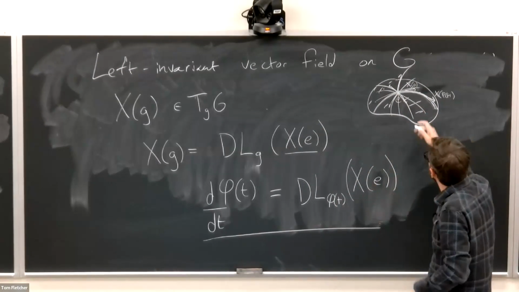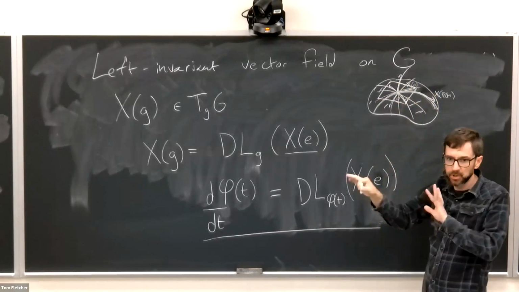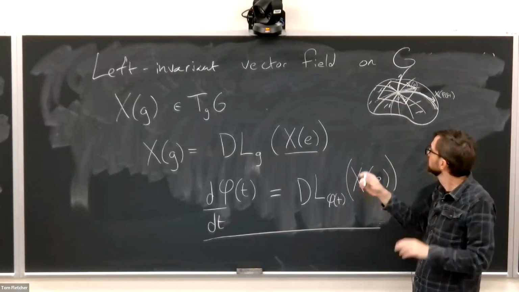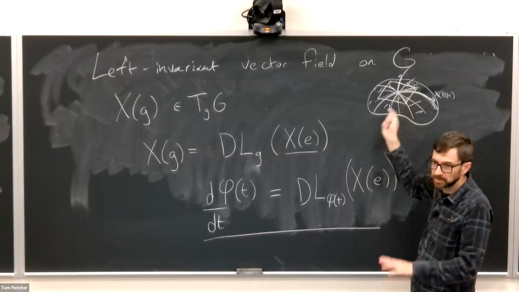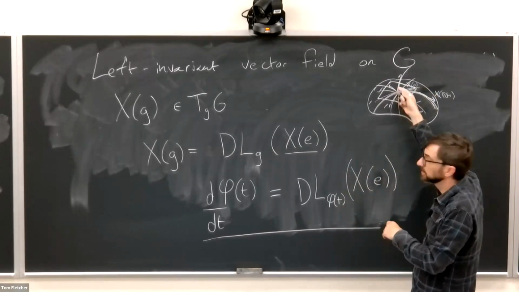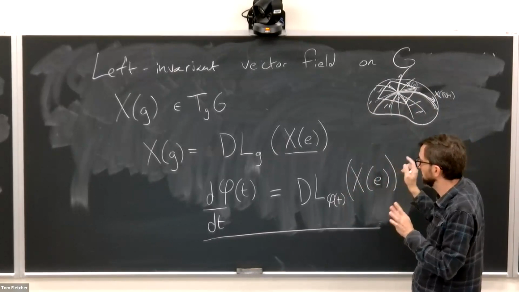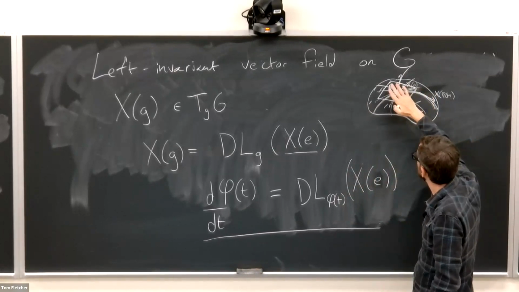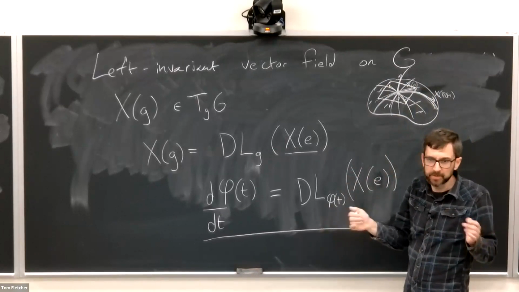But also, what this is telling me is that this tangent space is in a one-to-one relationship with the one-parameter subgroups. Every tangent vector has a one-parameter subgroup, and any one-parameter subgroup has a tangent vector. The initial velocity determines it exactly. So this tangent space, you can think of it as also the space of all one-parameter subgroups.